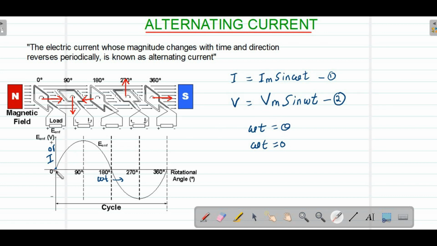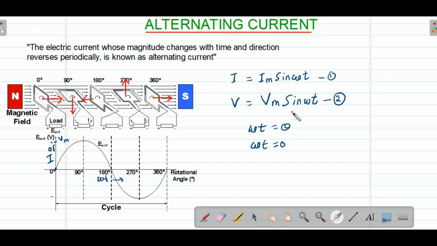So we can see here in this graph, gradually the voltage increases from 0 to a maximum. So this is the maximum value of voltage. This value corresponds, on the y-axis, to the peak value of voltage Vm. So voltage reaches maximum when the armature rotates 90 degrees, from 0 to 90 degrees.